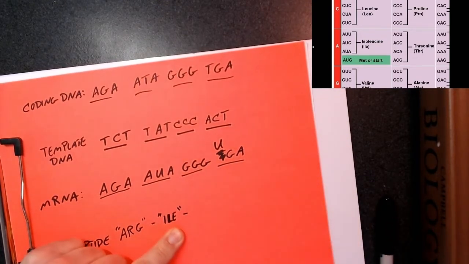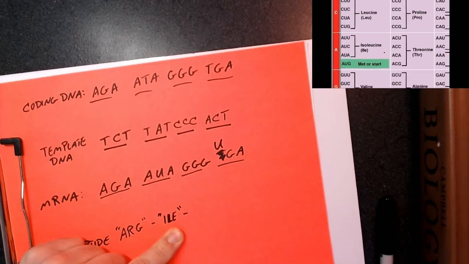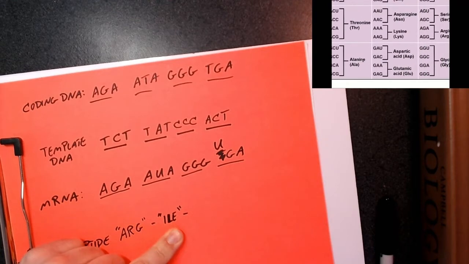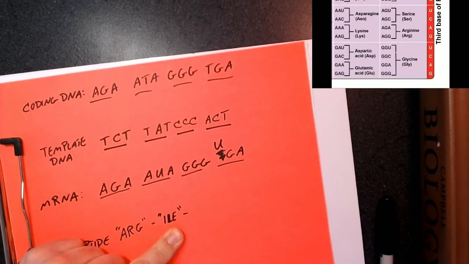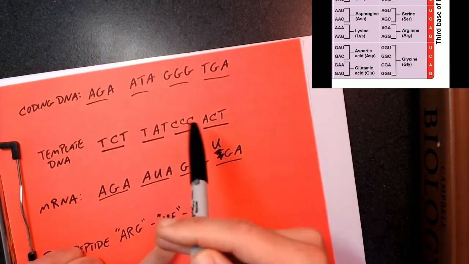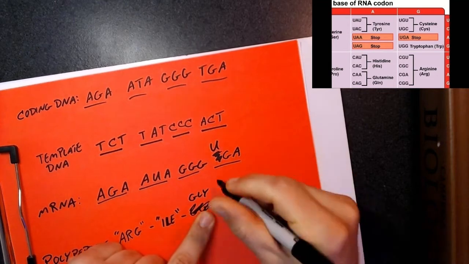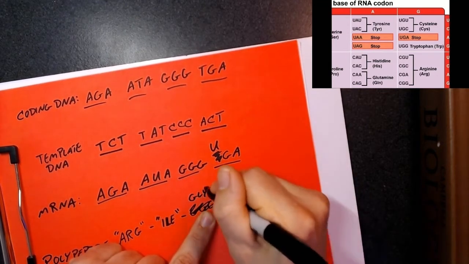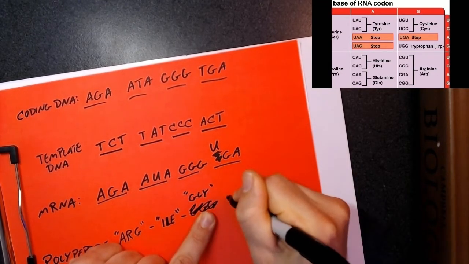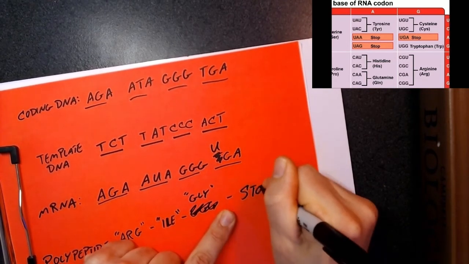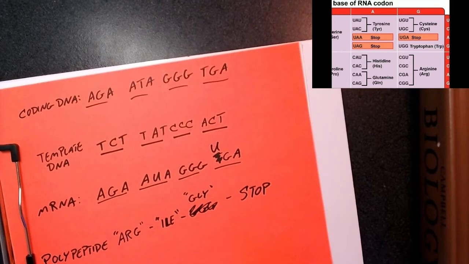Okay, so 3rd, GGG. I think we had this one on the previous problem, but the G's, all the codons that start with G are down here on the bottom row, and then the GG's are down here in the bottom right-hand corner. GGG is glycine. And then UGA is a stop codon. UGA is a stop codon.